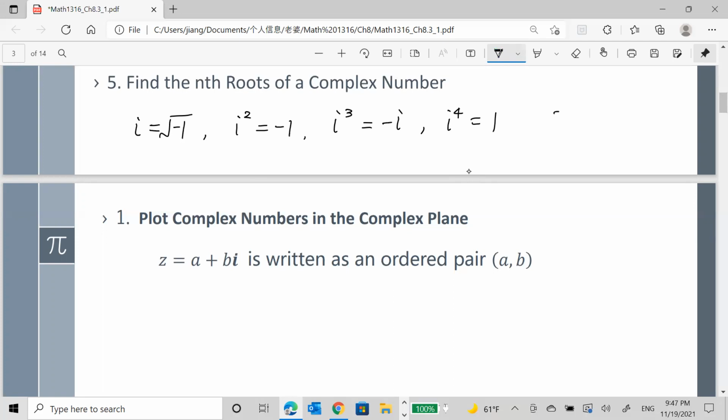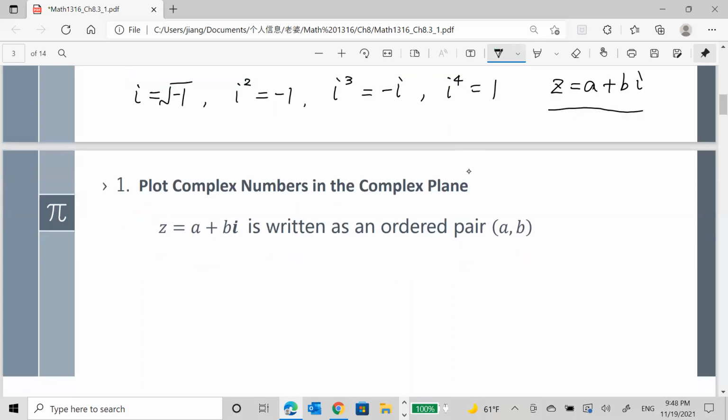So what is the complex number? The complex number has the form z equals a plus bi. So it has 2 parts. The real number part, that's the a, and the imaginary number part, that's the real number b times i. So how to plot this number z equals a plus bi?